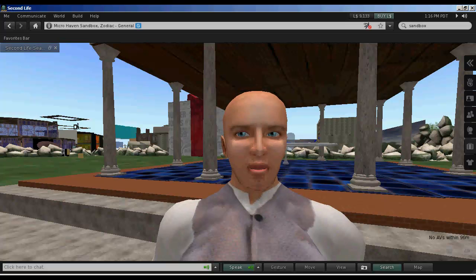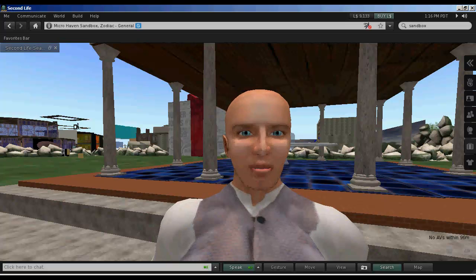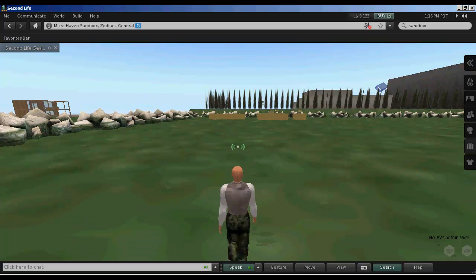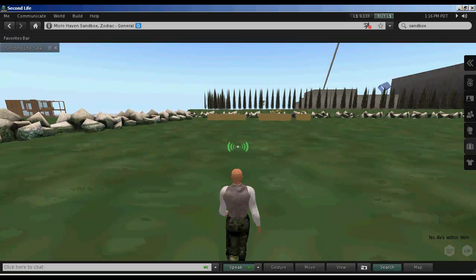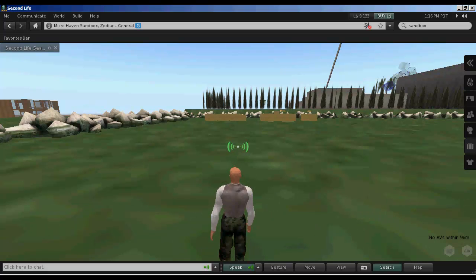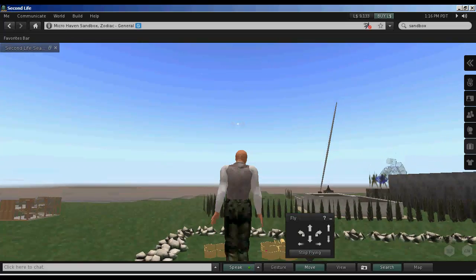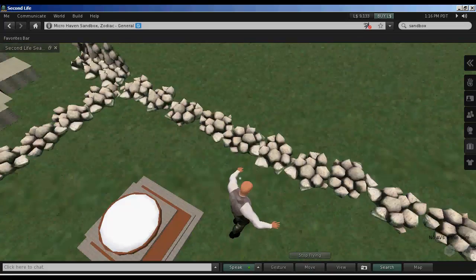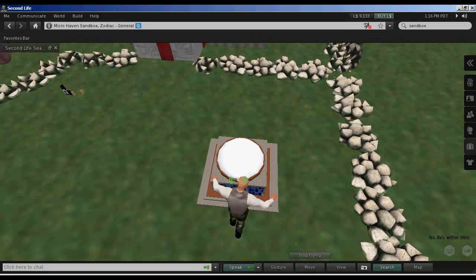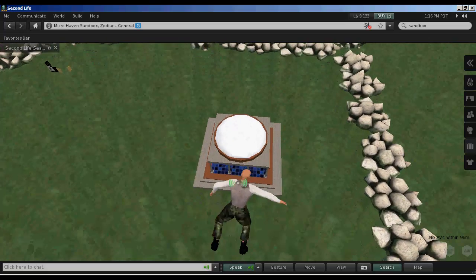I'll show you. One can walk, one can run, and one can fly. I think I'm going to stop flying. Trust my avatar's resilience.